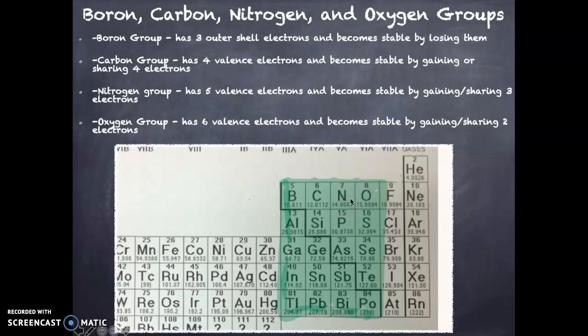Group 15 is the nitrogen group. Again, because nitrogen is at the top. Group 15 has exactly 5 valence electrons, and it will become stable by gaining another 3. It wants 3 more electrons to fill its outer shell. Group 16 has 6 valence electrons, and it wants to gain 2 more electrons. Okay, and so they don't have special names. They're just named by the element that is at the top of the column, those 4 groups.